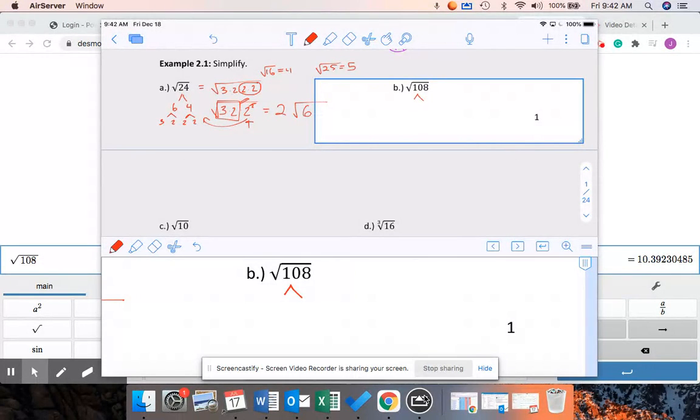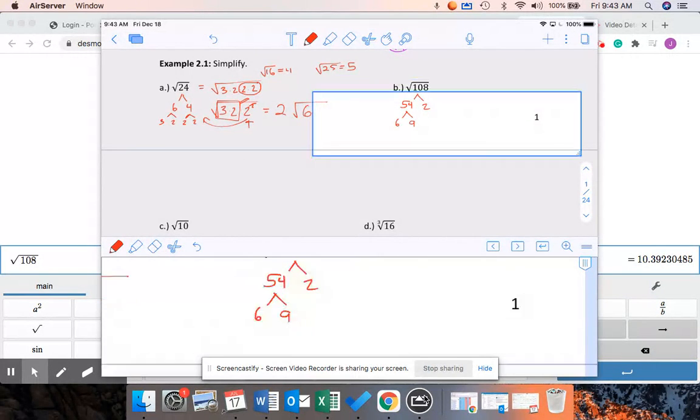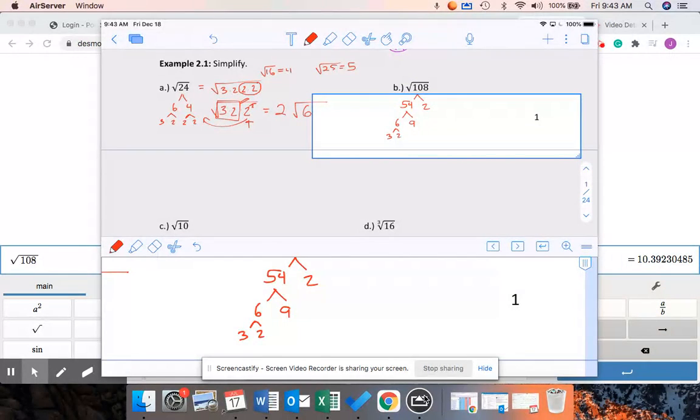108, well, 10 and 8 divided by 2 would be 5 and 4, so 54 and 2. Okay, 2's prime, but 54 could be 6 and 9, 3 and 2, 3 and 3. All right, here I actually end up seeing 2 pairs. I see a pair here. Notice the pair is not sitting next to each other, and that's okay.